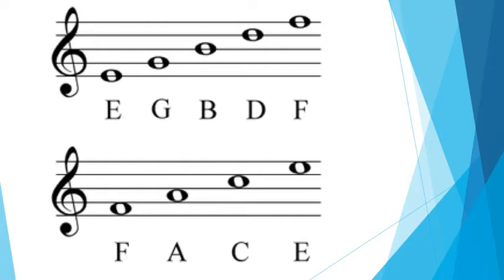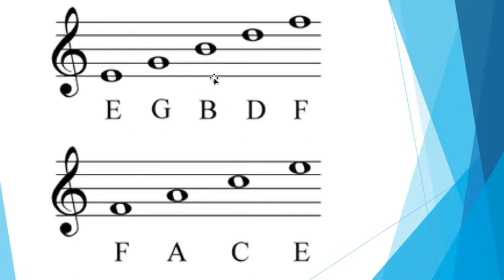Here we have 2 different music staffs to show us the line notes and the space notes. Our line notes moving up from the bottom are E, G, B, D, and F. And our space notes are F, A, C, and E. So no matter what happens, if you're using the treble clef, these will never change.